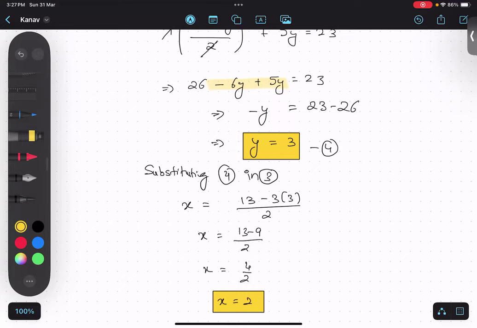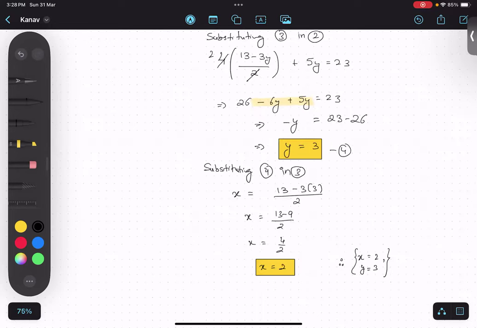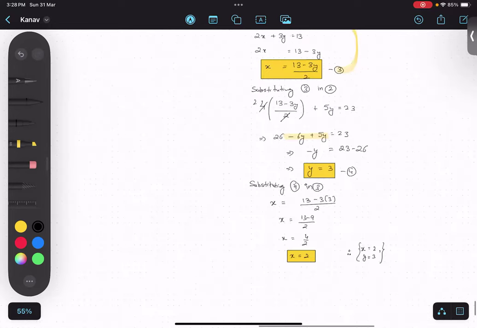Make sure you box your answer, or at the end, write down your answer in one bracket, so that the teacher gets to know what is your final answer. So you can write, therefore, x equals to 2, y equals to 3, in curly bracket. So that teacher doesn't have to focus on all the things. So you can copy this thing if you have not done as of now.